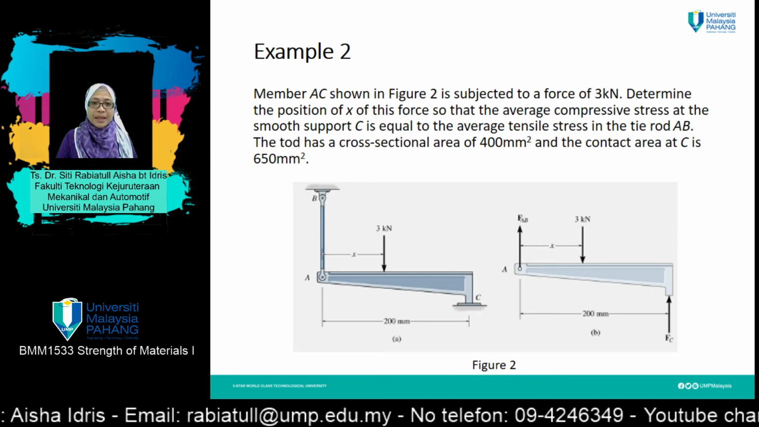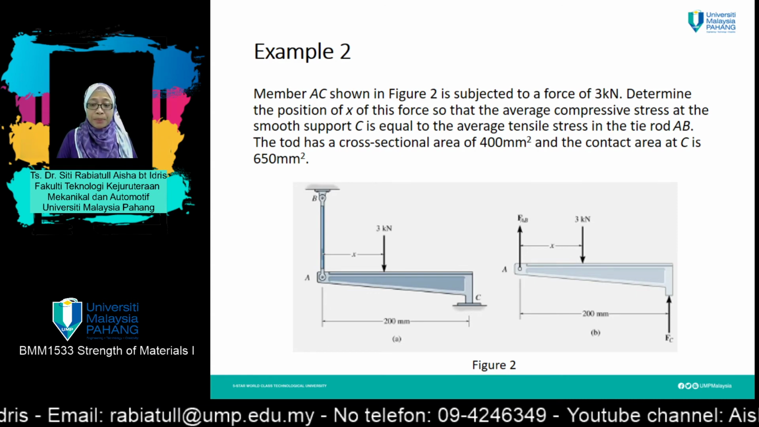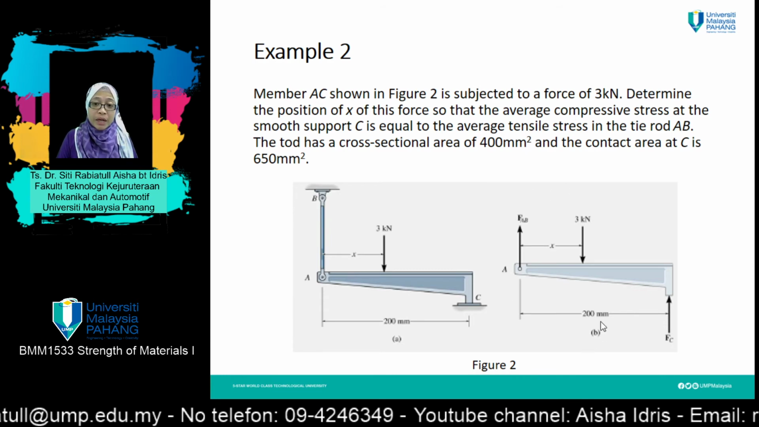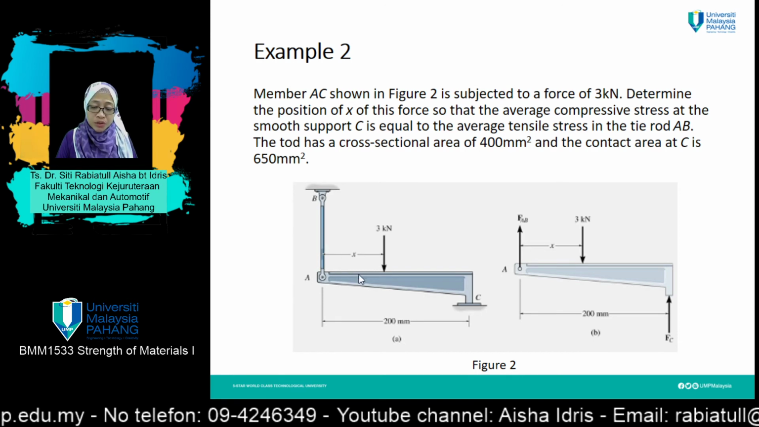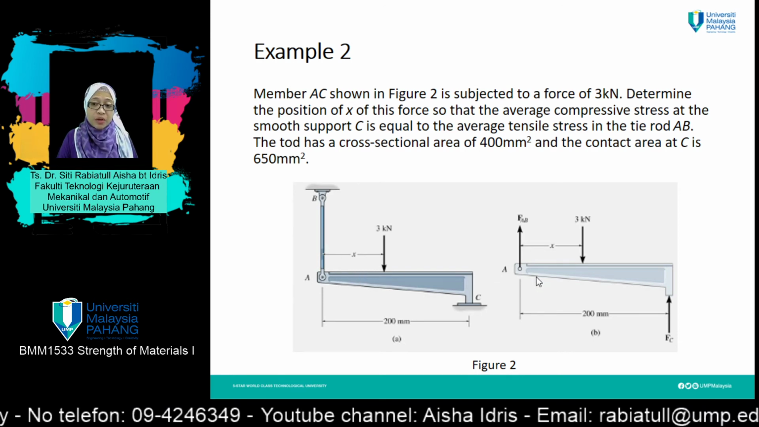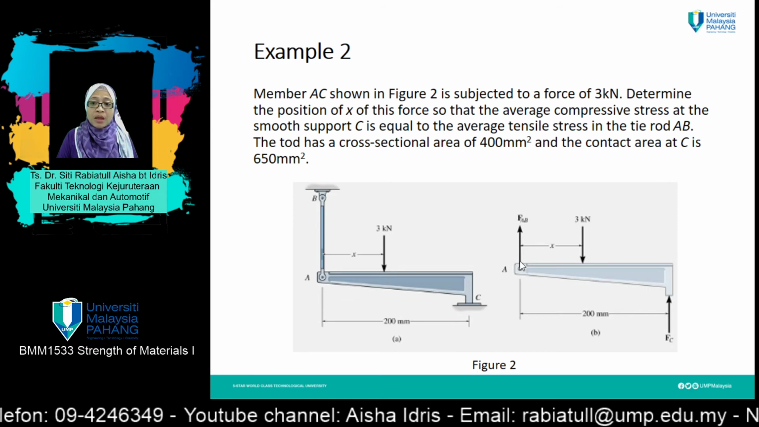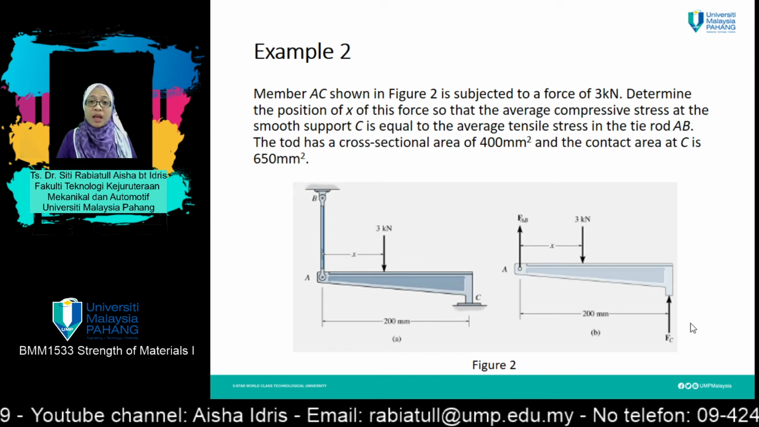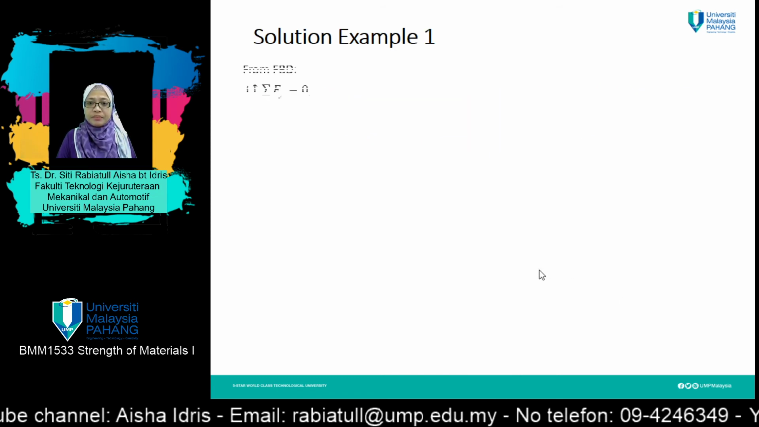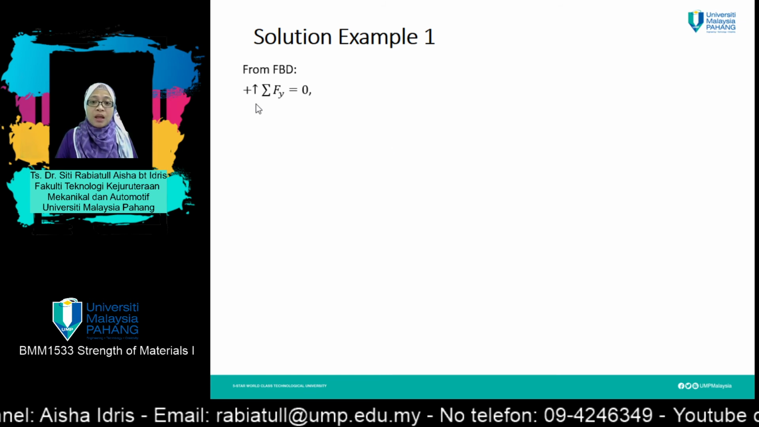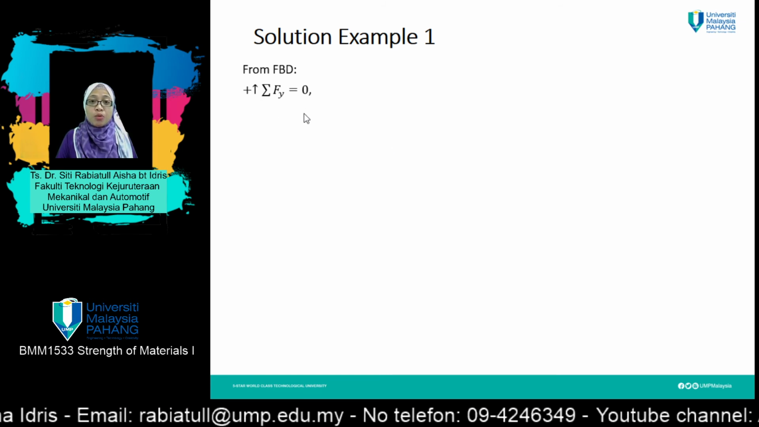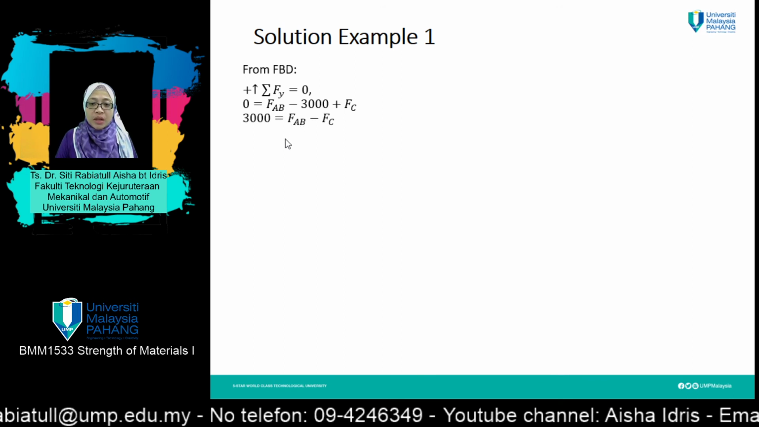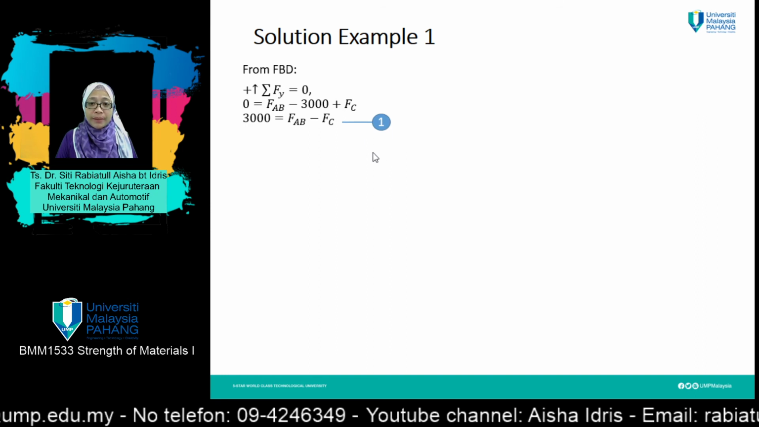As usual, the first step is that you need to draw a free body diagram. By referring to the figure on your right hand side, this is a free body diagram for this structure. By referring to this free body diagram, we know that there are two unknowns, and therefore we need to find the reaction forces first. So from the free body diagram, let's take the sum of forces in the y direction equals 0. So in this direction, you will get equation number 1.